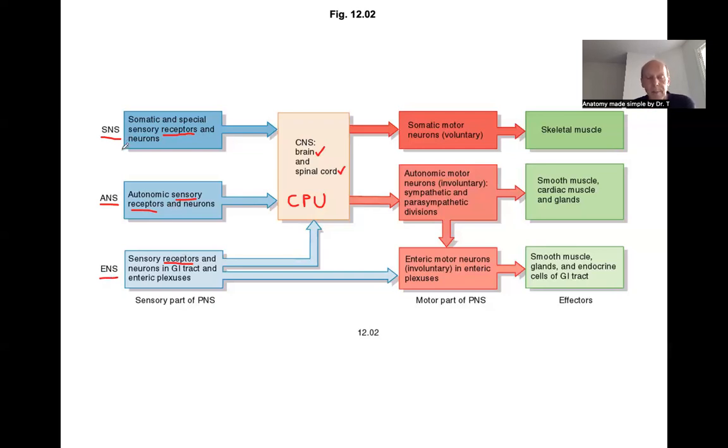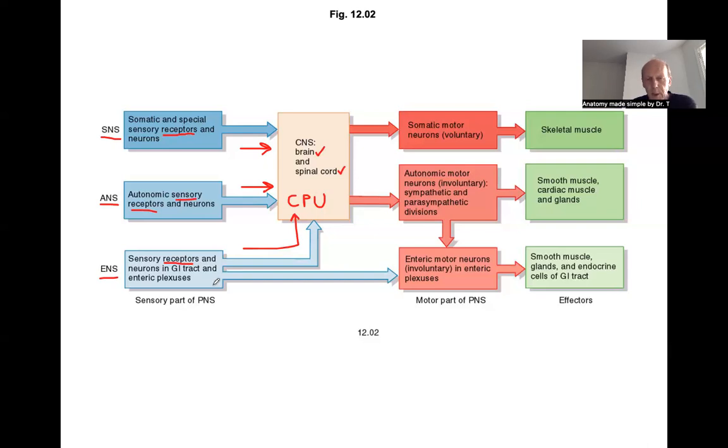And as you can see, somatic, autonomic, and enteric nervous system, all three of them feed into brain and spinal cord, practically giving the CPU a task to calculate some kind of activity based on the input which has been generated and collected through different forms of receptors.